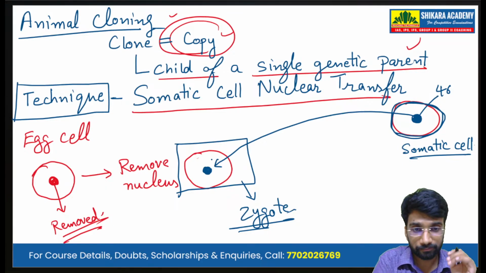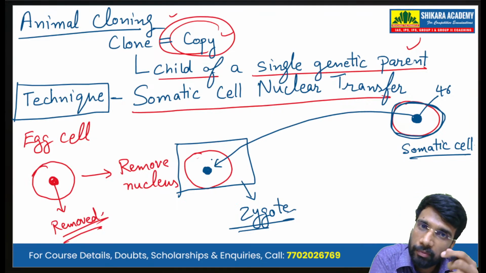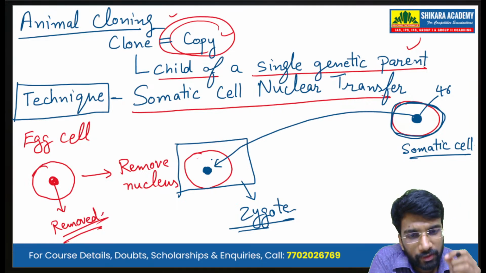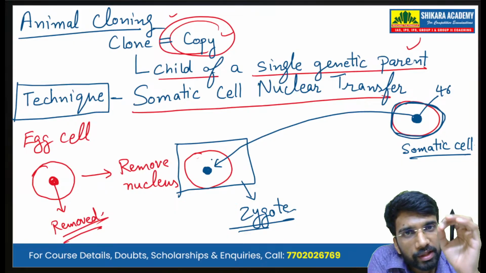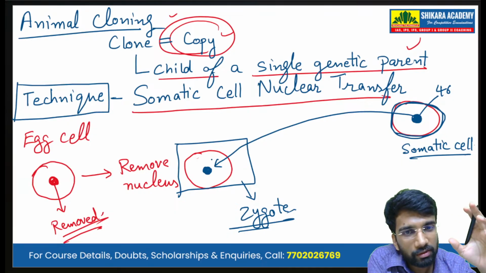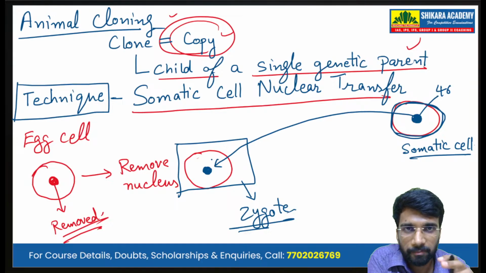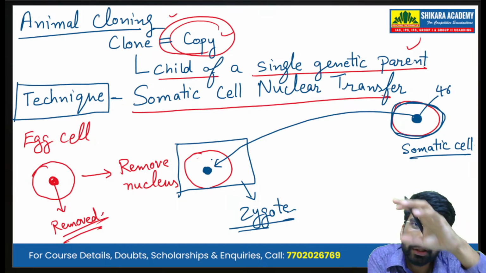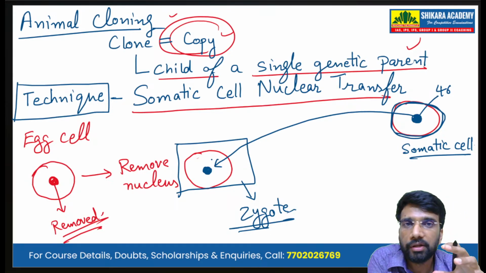Okay. Now, all the other machinery will be of the egg cell only. So we can say that there is only a single parent. Now, in normal reproduction, two parents are involved. So 23 are coming from one, 23 are coming from the other. 23 chromosomes coming from either of the parents.